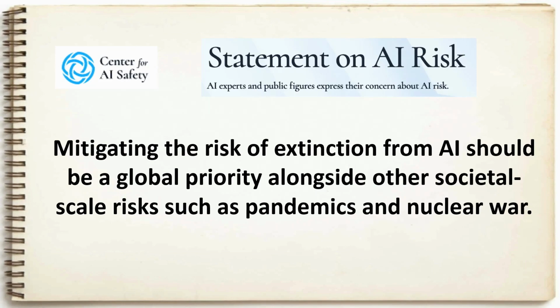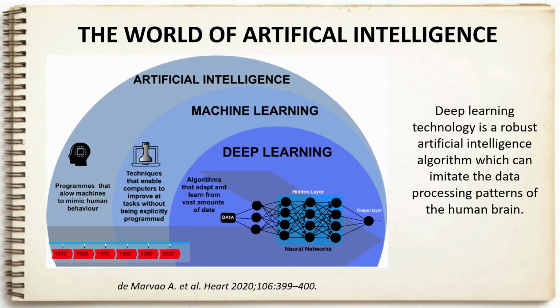This is a recent statement from a very serious consortium of experts telling us that mitigating the risk of extinction from artificial intelligence should be a global priority alongside other societal-scale risks such as pandemics and nuclear war. On the other hand, we know very well that the potential in medicine is huge.